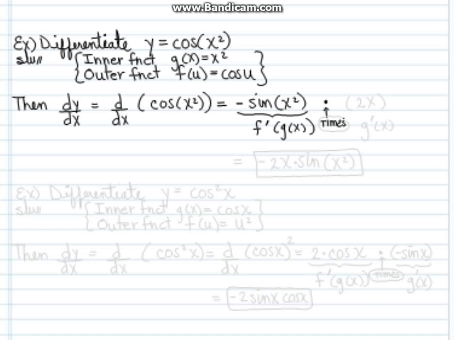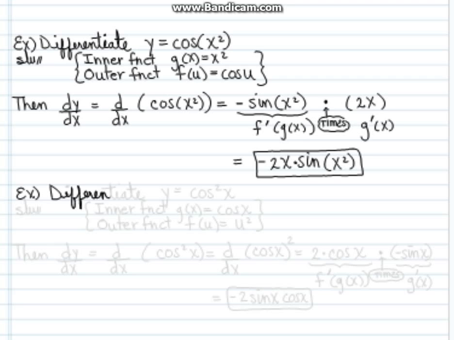Now times, don't forget to times, that's the chain part. The derivative of the inner function x squared is 2x. That's g prime of x. So we have the outer function's derivative evaluated at the inner function, times the inner function derivative.